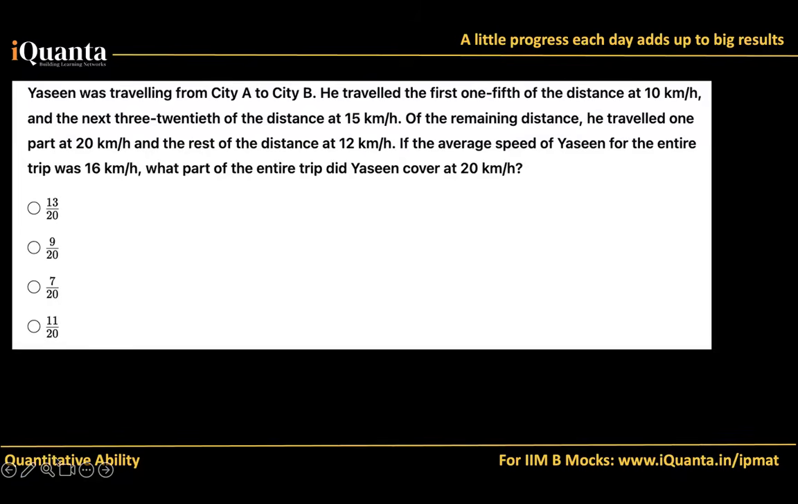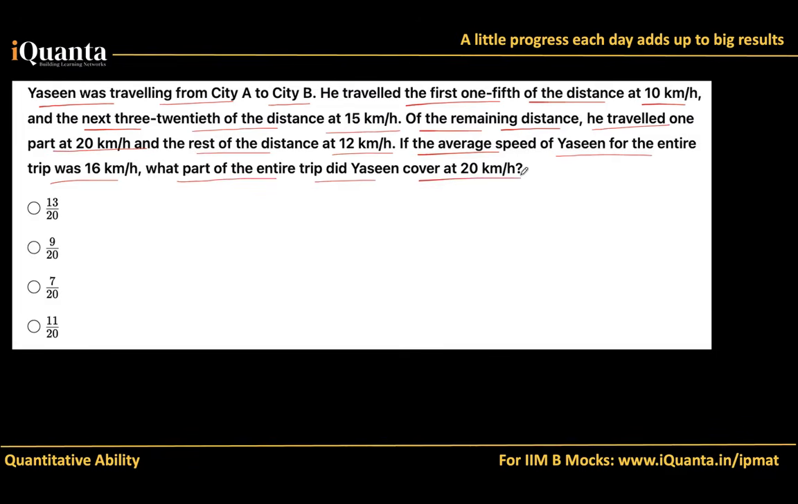Now we have another question based upon average speed. Yasin was traveling from city A to B. He traveled the first 1/5 of the distance at 10 km per hour, the next 3/20th of the distance at 15 km per hour. Of the remaining distance, he traveled one part at 20 km per hour and the rest of the distance at 12 km per hour. If the average speed of Yasin for the entire trip was 16 km per hour, what part of the entire trip did Yasin cover at 20 km per hour?